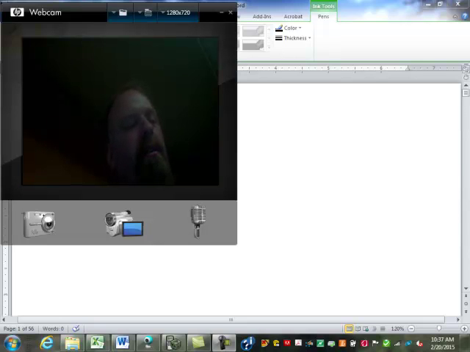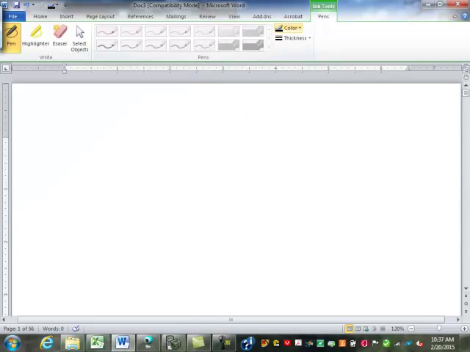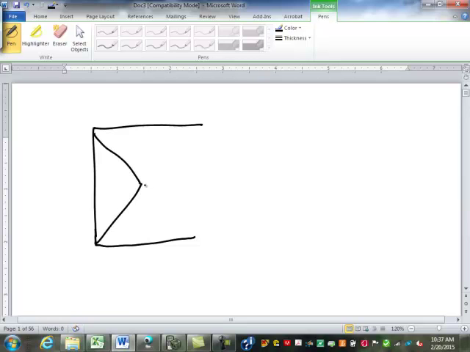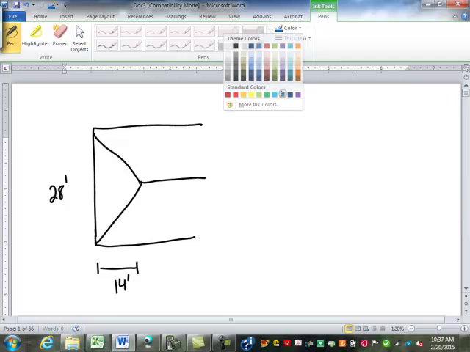So today we're going to take a look back at quiz 2-4, solving a little issue with hip roofs. Problem number 1 started out like this. We have a 28-foot span, and we have a 14-foot setback. What does that tell us?